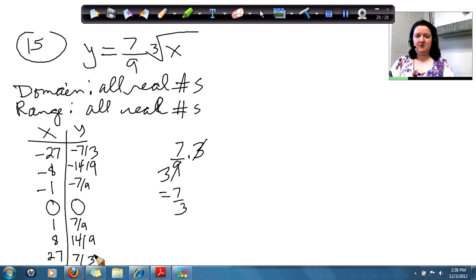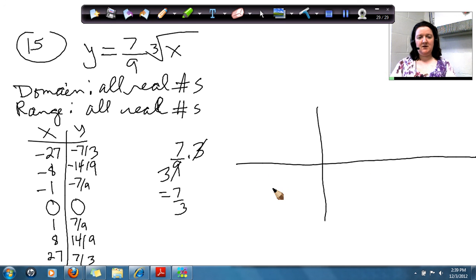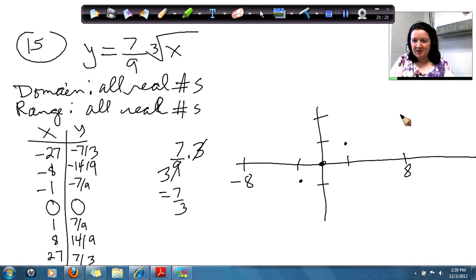So now let's graph those. We have 0, 0. At 1, we have a positive 7 over 9, so that's just almost 1. At negative 1, we have just almost a negative 1. Over here we're going to have 8, and negative 8. We're going to take the 8, and that's 14 over 9. So 9 goes into 14 one time plus 5 ninths. So it's almost 2, so we're going to put it up there. If we have a negative 8, it's going to be down here.